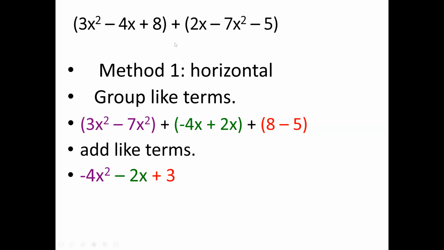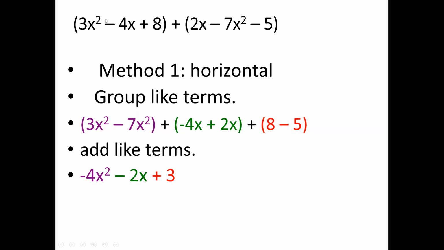So again, we can group it horizontally. I can have 3x squared minus 7x squared horizontally, so I will bring 2x minus 7x squared minus 5 underneath 3x squared minus 4x plus 8. Then we solve it. Combining the like terms, 3x squared minus 7x squared will give me minus 4x squared. Combining minus 4x plus 2x will give me minus 2x. Combining 8 minus 5 will give me plus 3. So our solution will be minus 4x squared minus 2x plus 3.